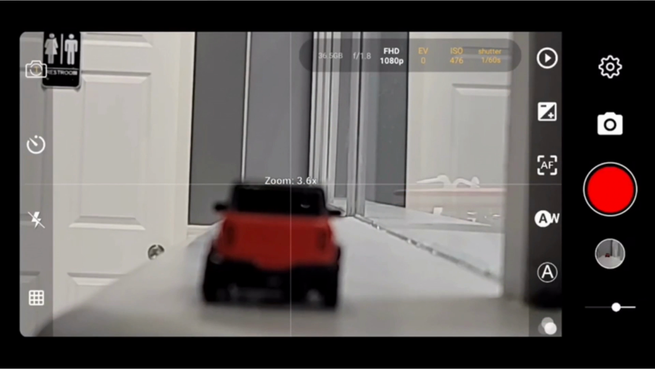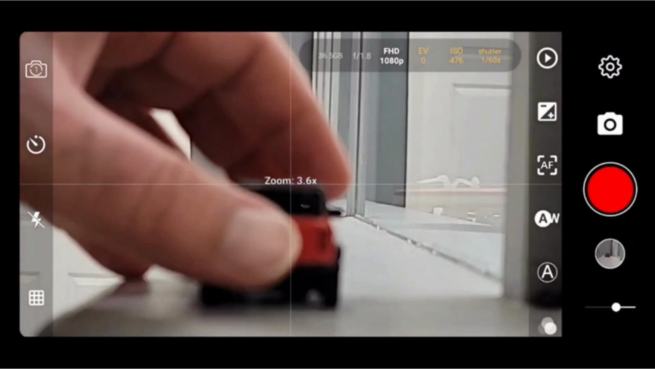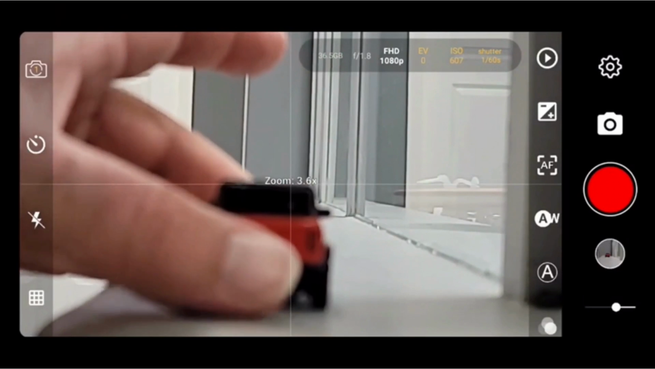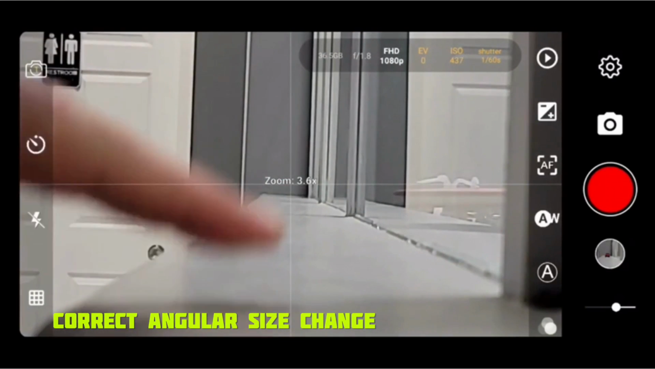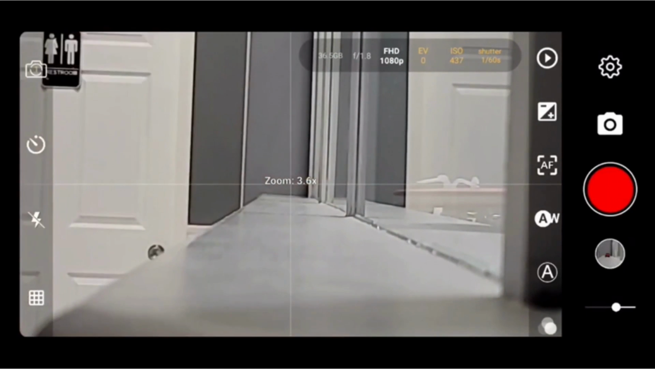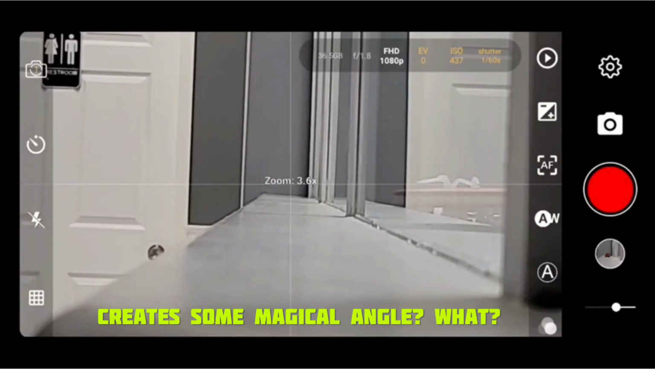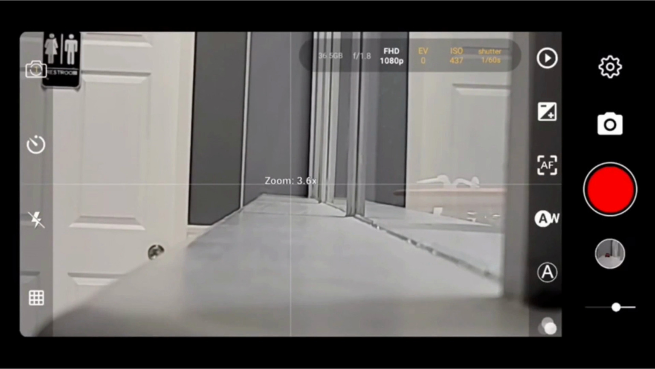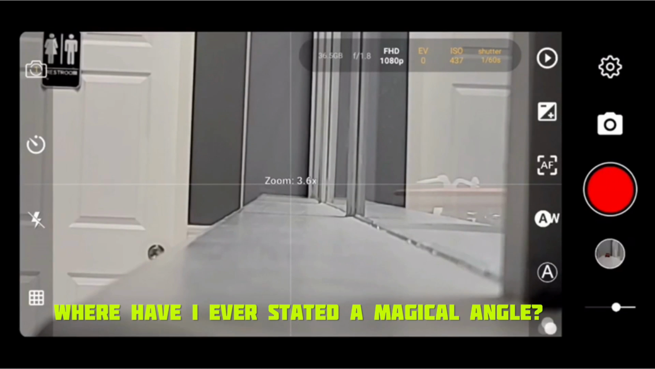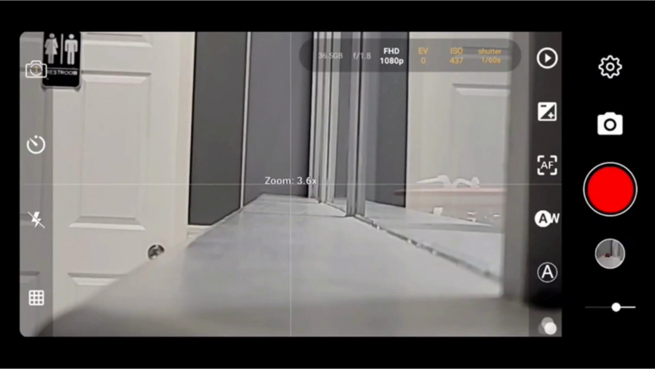Anyway, he's trying to illustrate that as things go off in the distance, the angular size of the object gets smaller, and somehow the distance between here and however far creates some magical angle. It doesn't, but he seems to think that. Now, I'm recording my screen, and I have a manual camera on, and you can see the crosshairs. As you can see, I'm zoomed in 3.6 times.